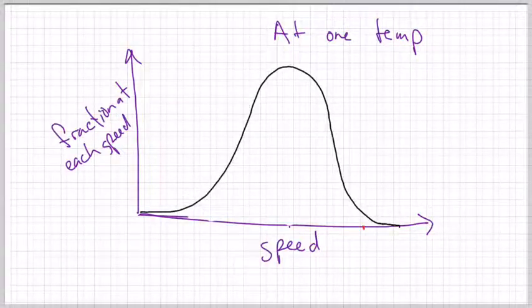So this is what gases look like at a given temperature. So I have on the y-axis how many of them are at that speed, and on the x-axis I have how fast they're going, or kinetic energy is another way to say it.